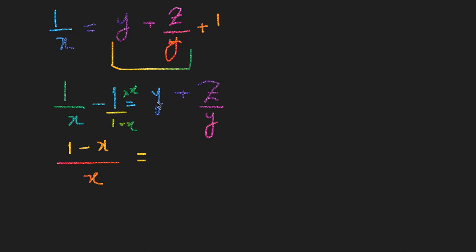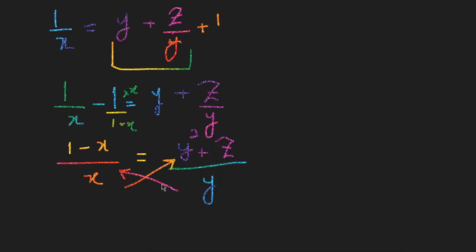Now let's do the same shortcut to the other side as well. Add them. So y times y is y squared, and then z on its own place. It's a shortcut when you add or subtract a number, a whole number, or a variable with a fraction.